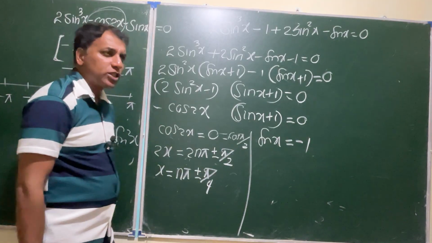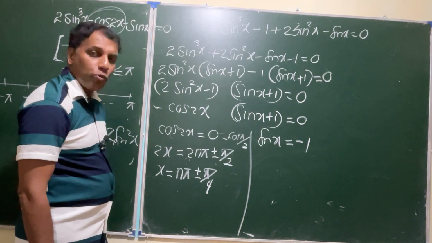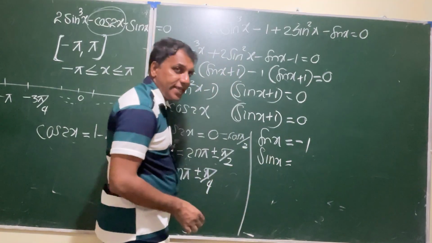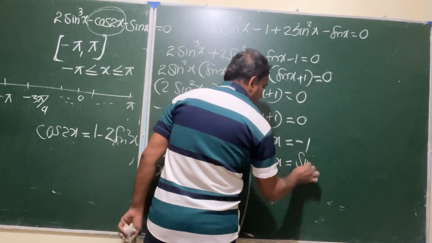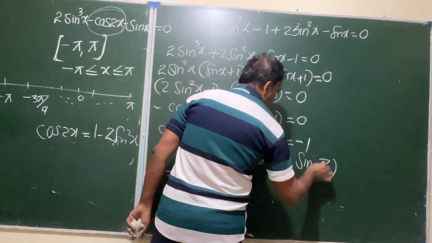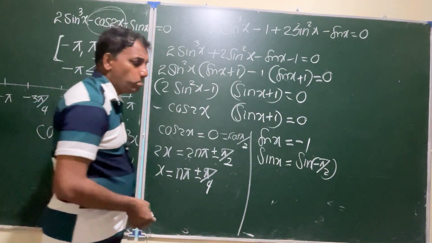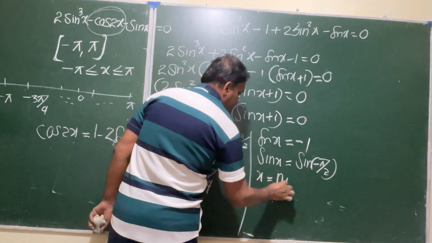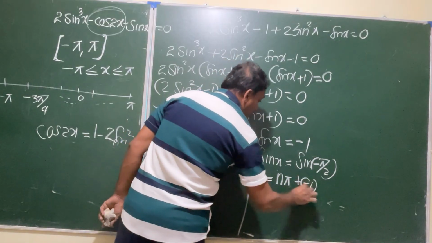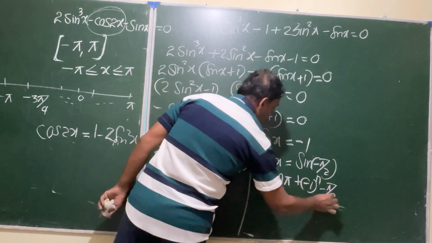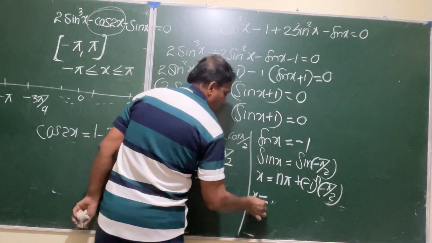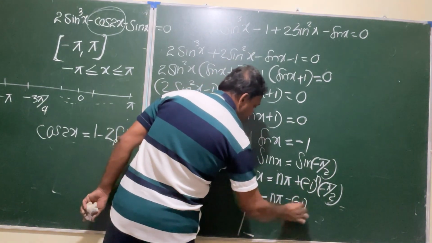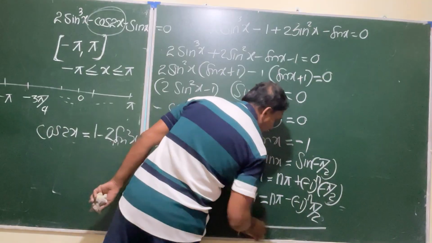Now come to this one, sin x equals minus 1. Can I say that it is negative pi by 2? So sin x equal sin of minus theta, minus sin theta. That is sin of minus pi by 2, or you can take the 3 pi by 2 format also. Sin theta equals sin alpha form. What is the x answer? n pi plus minus 1 to the power n times minus pi by 2. These are the general answers, right?